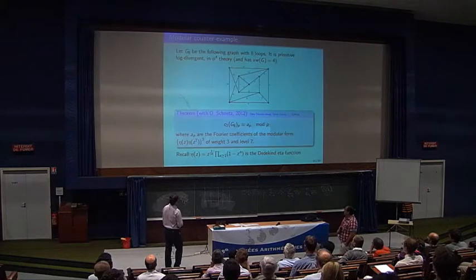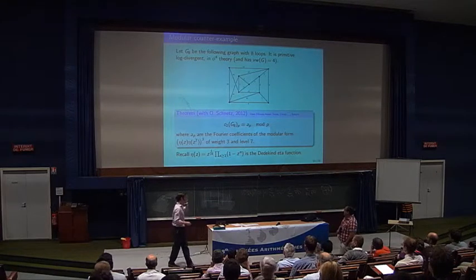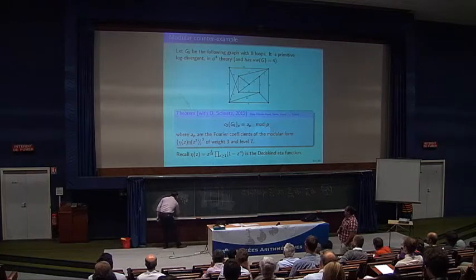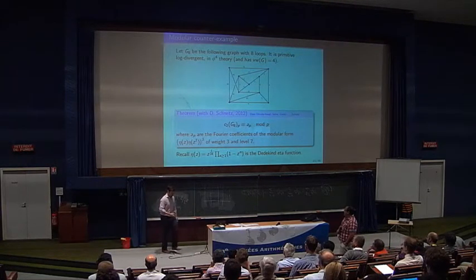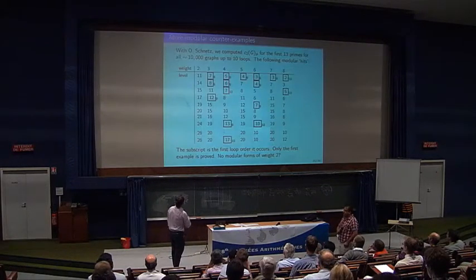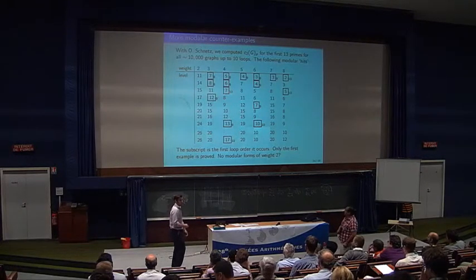For the graph generation, we use something called Naughty. It's very hard to generate graphs up to isomorphism. We use something called Naughty, N-A-U-G-H-T-Y, which gives you the graphs up to isomorphism. Then to generate the modular forms, we used Sage. We generated all these tables using Sage.